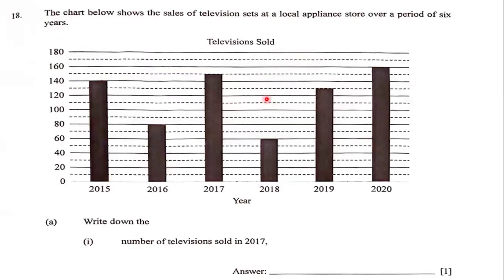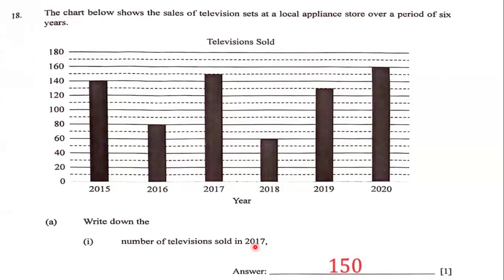Next, it says that the chart below shows the sales of television sets at a local appliance store over a period of 6 years. So we have this chart. This one is for 2015. At 2015, we have 140. 2016, we have 80, right? 2017, 2018, we have 60, 2019, and 2020, right? And so they want us to write down the number of televisions sold in 2017.